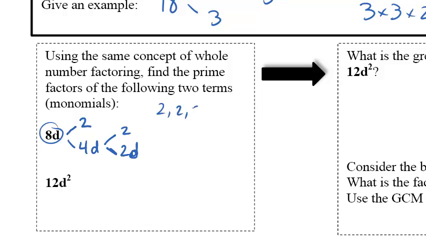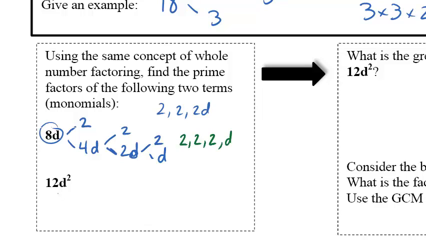2, 2, and 2d. One thing I want to be really clear on is the d and the whole number do not always have to be connected. D does not need to hitchhike along with 2. It can actually be factored as well. That's 2 times d. So the factors for 8d are 2, 2, 2, and d.